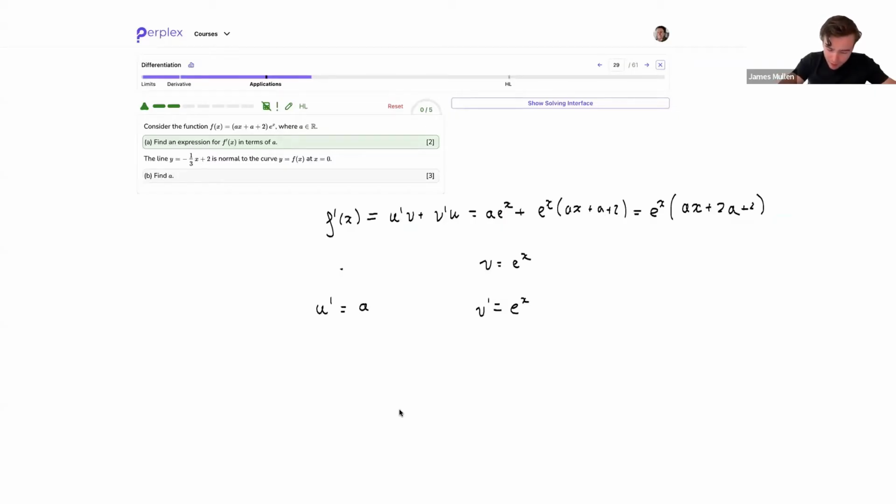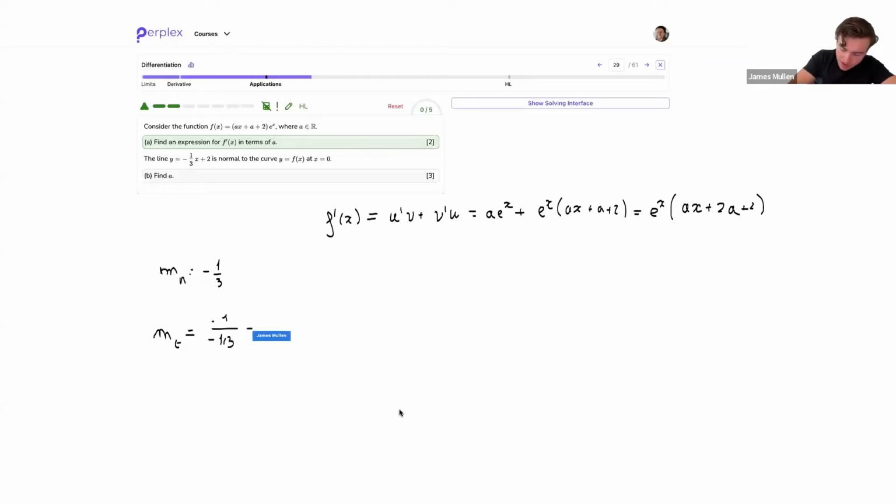And now, in part B, I'm told that the line y is equal to negative 1 over 3x plus 2 is normal to the curve y equal to f of x at x equal to 0. Okay, so if the slope of the normal is negative 1 over 3, that means the slope of the tangent is negative 1 over negative 1 over 3, which is equal to 3. So I can set f prime of 0, because I'm told the slope is at 0, equal to 3. And that is e to the 0 times a times 0 plus 2a plus 2.